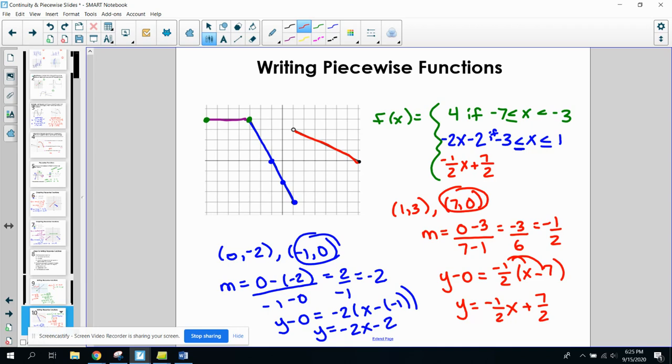And then we have to write the inequality for this. We can see that there's an open circle when x is 1, and then we have a closed circle when x is 7. So it's going to be 1 is less than x, which is less than or equal to 7.